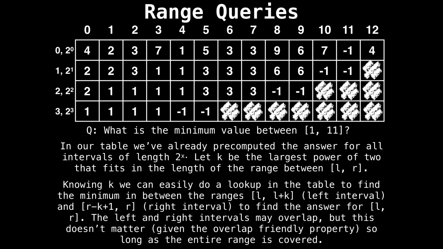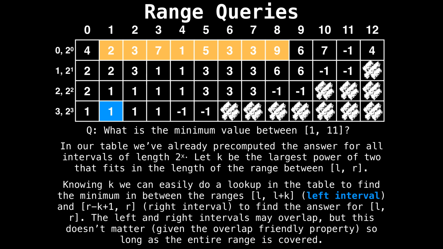The left interval consists of the range L to L plus k, and the right interval consists of R minus k plus 1 to R. The left and the right intervals may overlap, but this does not matter given the overlap-friendly property of our function, so long as the entire range is covered. As an example, the left interval here would be between 1 and 8 inclusive, and the right interval between 4 and 11 inclusive.